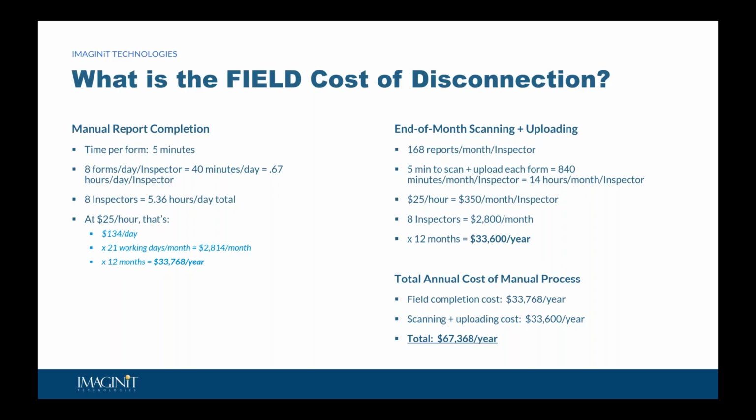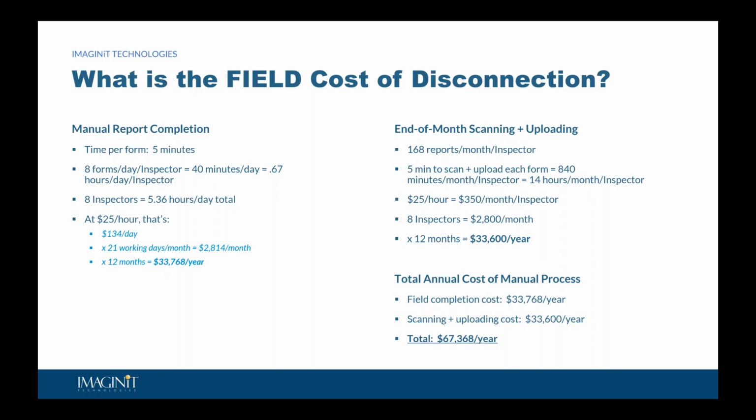At an average labor rate, again just the national average of $25 an hour for those field inspectors, that's going to start adding up really fast, right? Over the course of a year, that total cost is about $34,000, and that is just for manual form completion. I haven't even uploaded anything into Dropbox yet. I'm just writing stuff down on paper. So we know the inefficiency doesn't stop there, right?